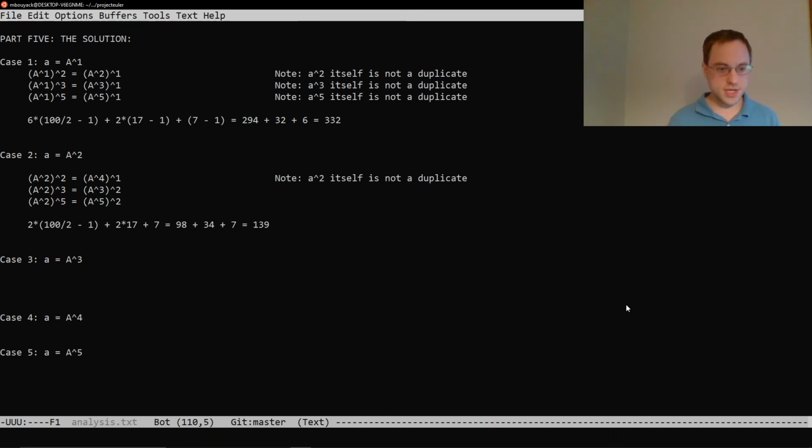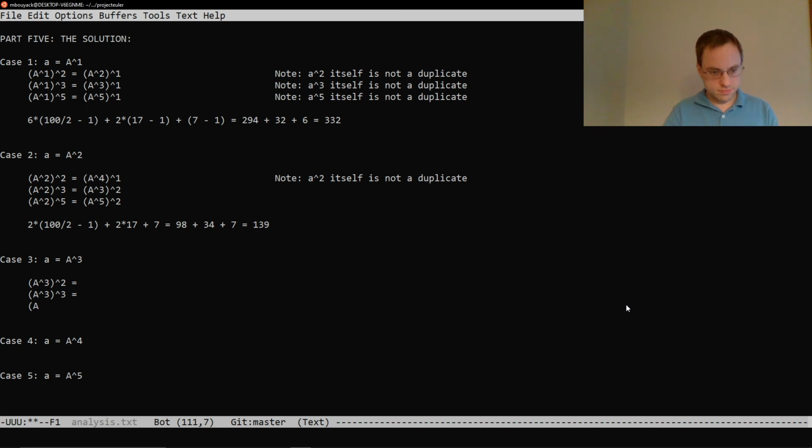All right, on to case number 3. As with the previous two cases, we're going to be looking at a cubed squared, a cubed cubed, and a cubed to the 5th.